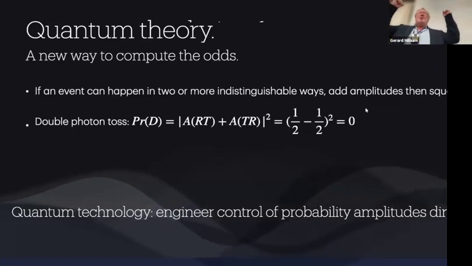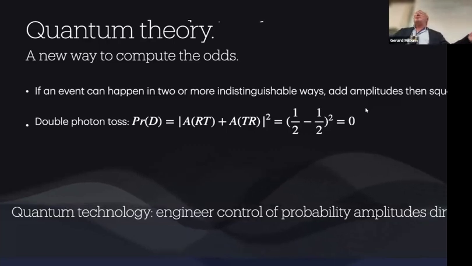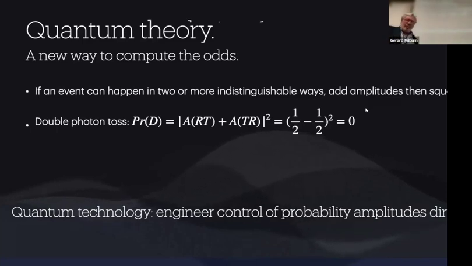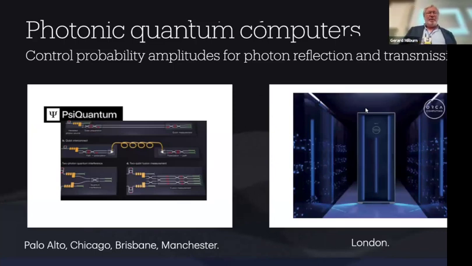In essence, we're sort of pushing the levers down into the quantum world and steering the probability amplitudes around to exploit these strange rules to generate the odds that we want for some particular application. So that's what quantum technology is really all about.